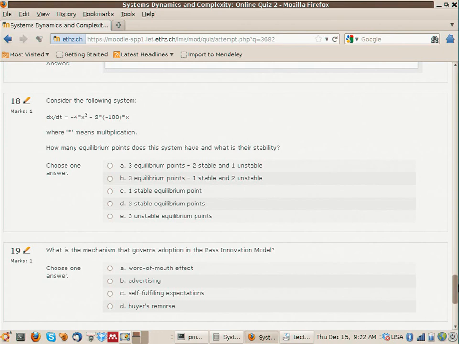The stable points are at plus minus square root of 5. So that should be minus square root of 5. That should be plus square root of 5. Okay?